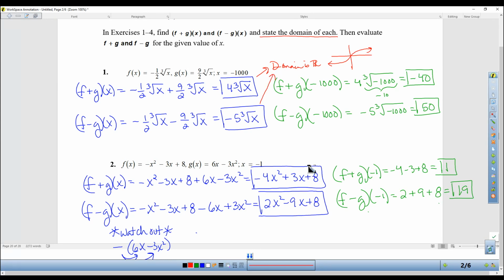What shape is this? This is your basic parabola. And then this one's an upward parabola. But both of them, again, for a parabola, the domain is all real numbers.